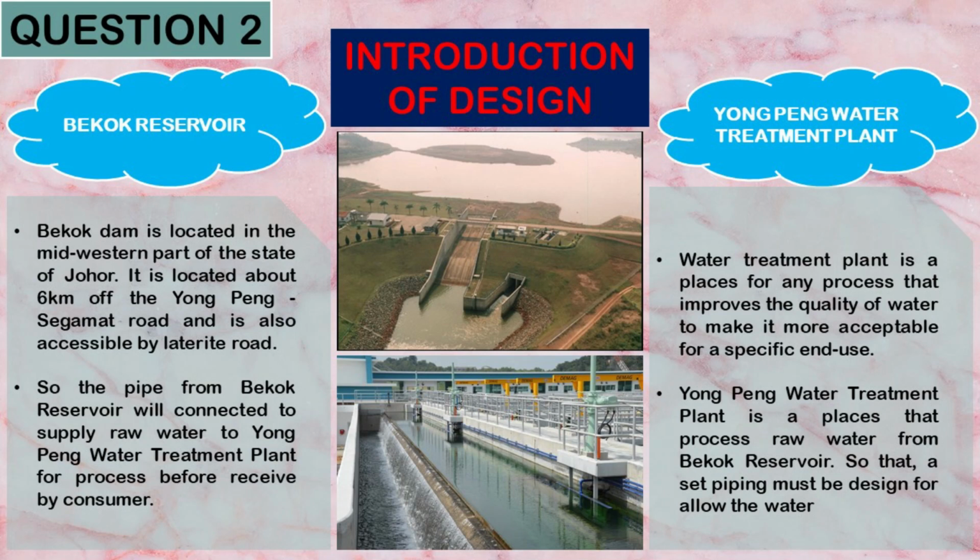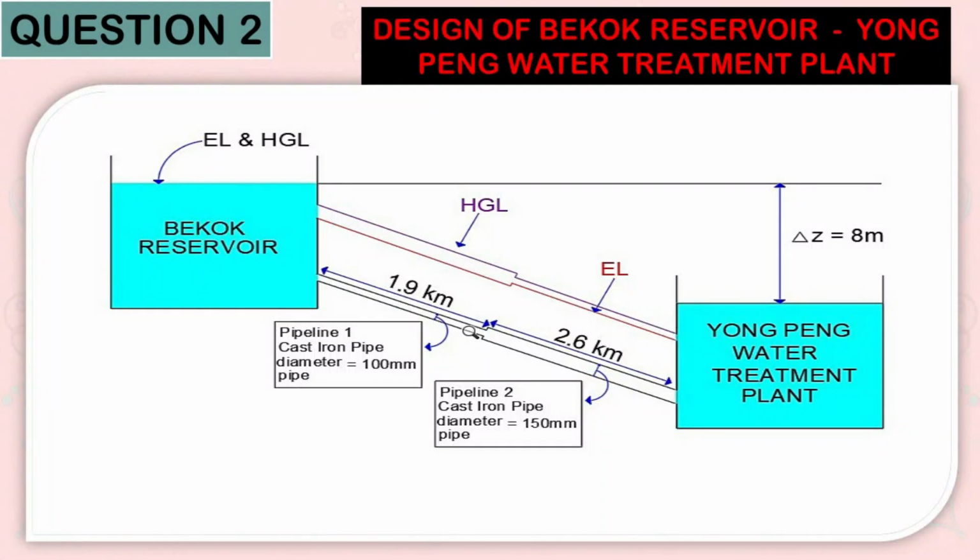Yongping water treatment plant is a place that processes raw water from the Beckett reservoir, so the piping must be designed for the allowed water. Commonly, dams are located at high elevation above sea level, so the water treatment plant is commonly located in lower places. This is our group pipe design that connects Beckett Reservoir to Yongping water treatment plant.